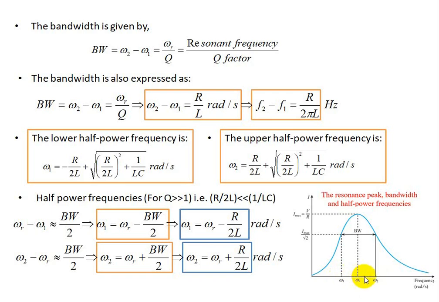So this is the total bandwidth, from this point to this point. Bandwidth divided by 2 is this portion, and similarly this portion will also be equal to bandwidth by 2. So if you add half of the bandwidth to omega R, you will get omega 2. If you subtract half of the bandwidth from omega R, you will get omega 1. Therefore omega 2 is omega R plus R by 2L radians per second.